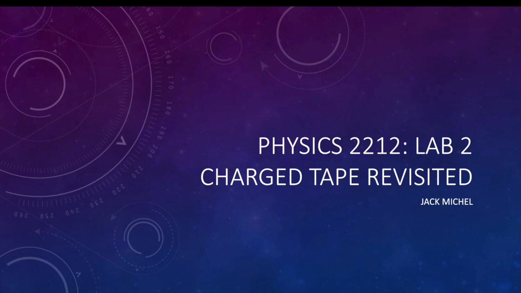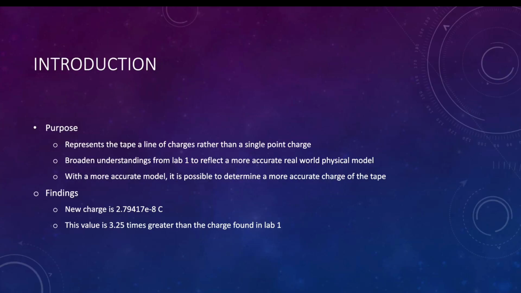This is Physics 2212, Lab 2, Charge Tape Revisited. A brief introduction of what we're going to be going through. The purpose of this lab is to represent the tape as a line of charges rather than a single point charge like we did in Lab 1. This will broaden our understanding of the physical properties that were happening in Lab 1 to more accurately reflect the real-world physical model that's happening in the experiment.